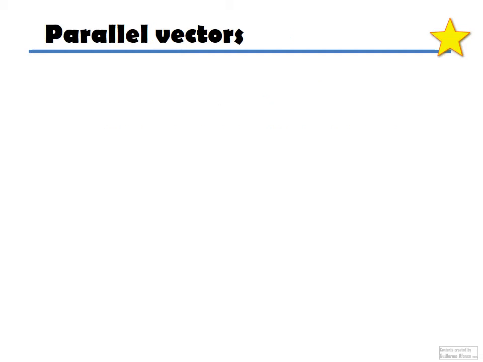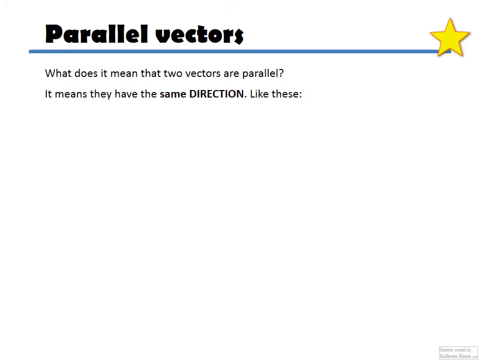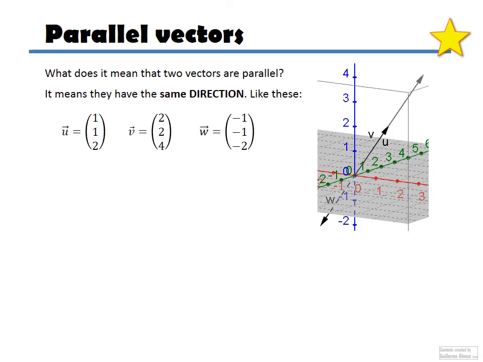So parallel vectors. When are 2 vectors going to be parallel? 2 vectors are going to be parallel when they have exactly the same direction, like these ones here. Now, why are they parallel? Well, actually look at them in 3 dimensions. They happen to lie all on the same line. So this is the definition of parallel vectors.